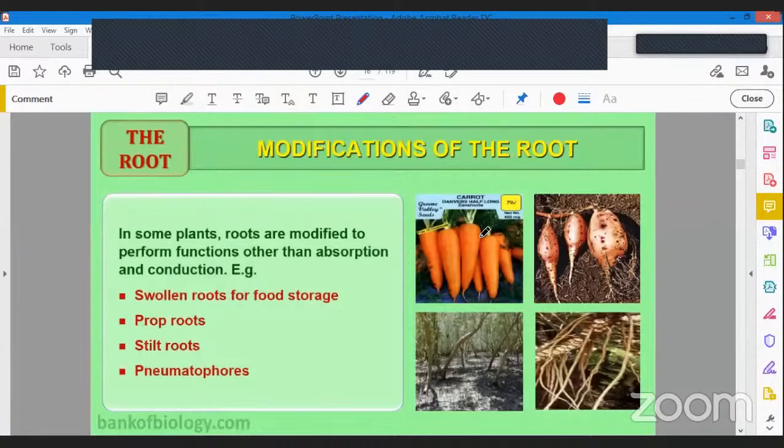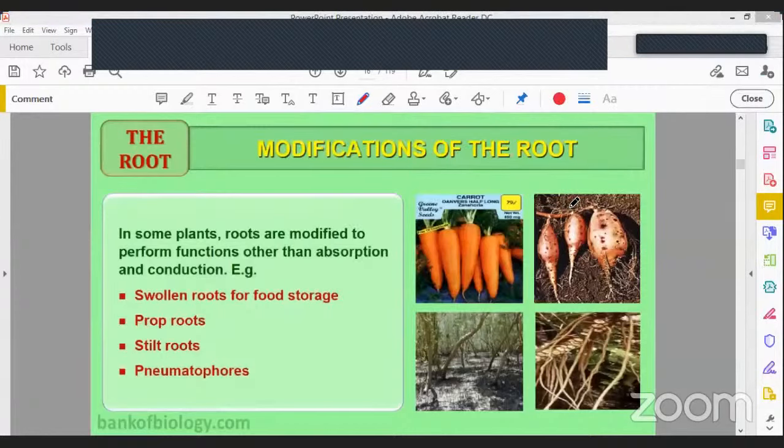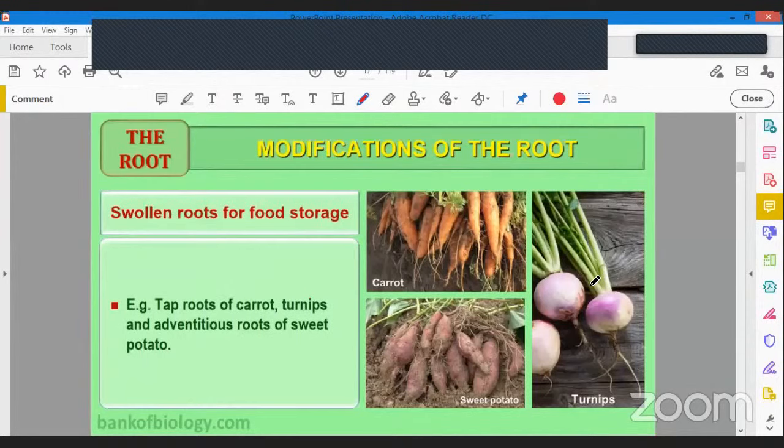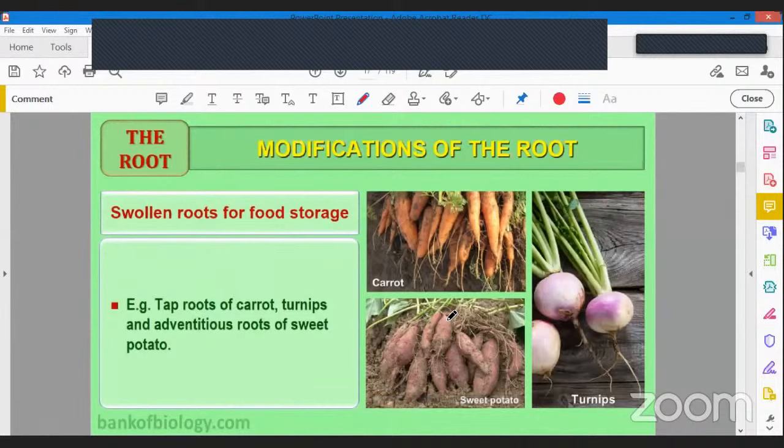So food can be stored. Prop roots for attachment. Stilt roots also for mechanical support, and pneumatophores. So we'll go one by one. First one, modification of the root for food storage. Take down examples, examples are important. Please don't write down potato here. Potato is a stem modification.